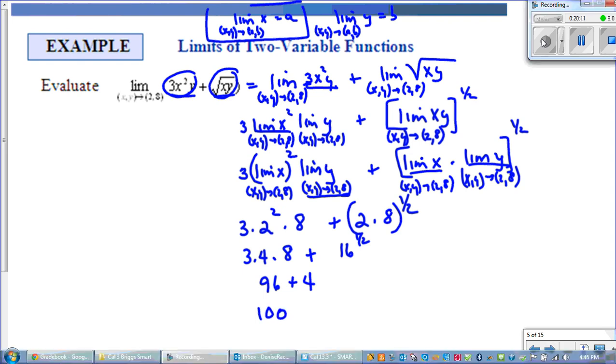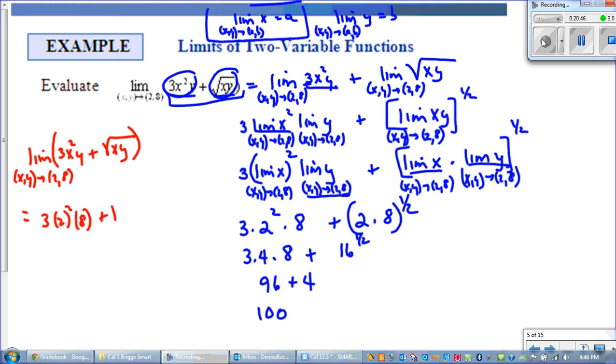Now, what this is also telling us is that if this function is continuous, remember continuous functions, the limit was just the function's value. And all we did here was we plugged in 2,8. If you just go back to the original problem and plug in 2,8 for the x and the y, you will get the same exact answer as that limit. So the limit is the function's value at 2,8. And that's true when you have a continuous function.